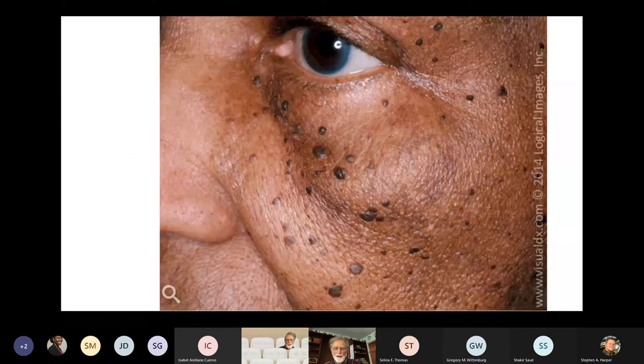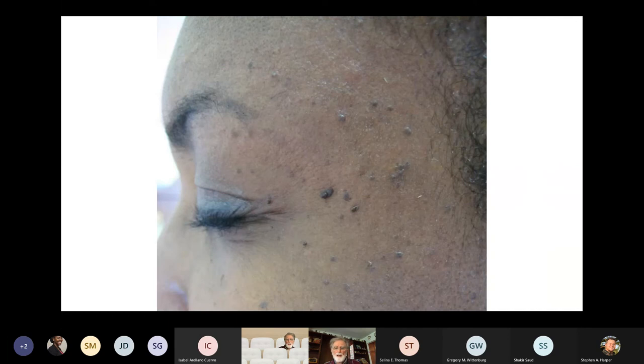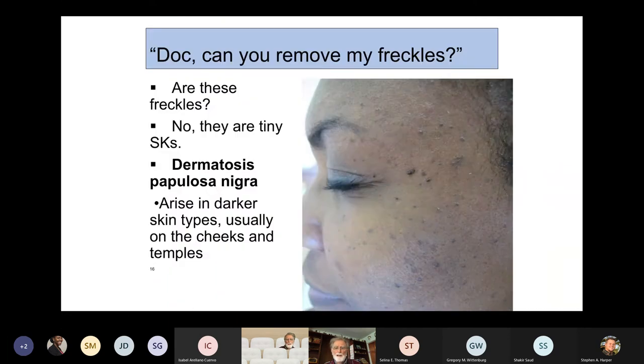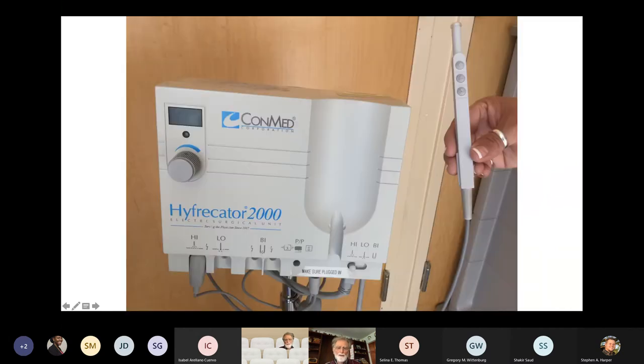In people of color, these can appear as very small lesions on the face, particularly around the eyes. These are all seborrheic keratoses. These are Dermatosis papulosa nigra, DPN. And you can treat these the way you treat any seborrheic keratosis. They're just sitting on top of the skin. So you can freeze them off. You can burn them off.